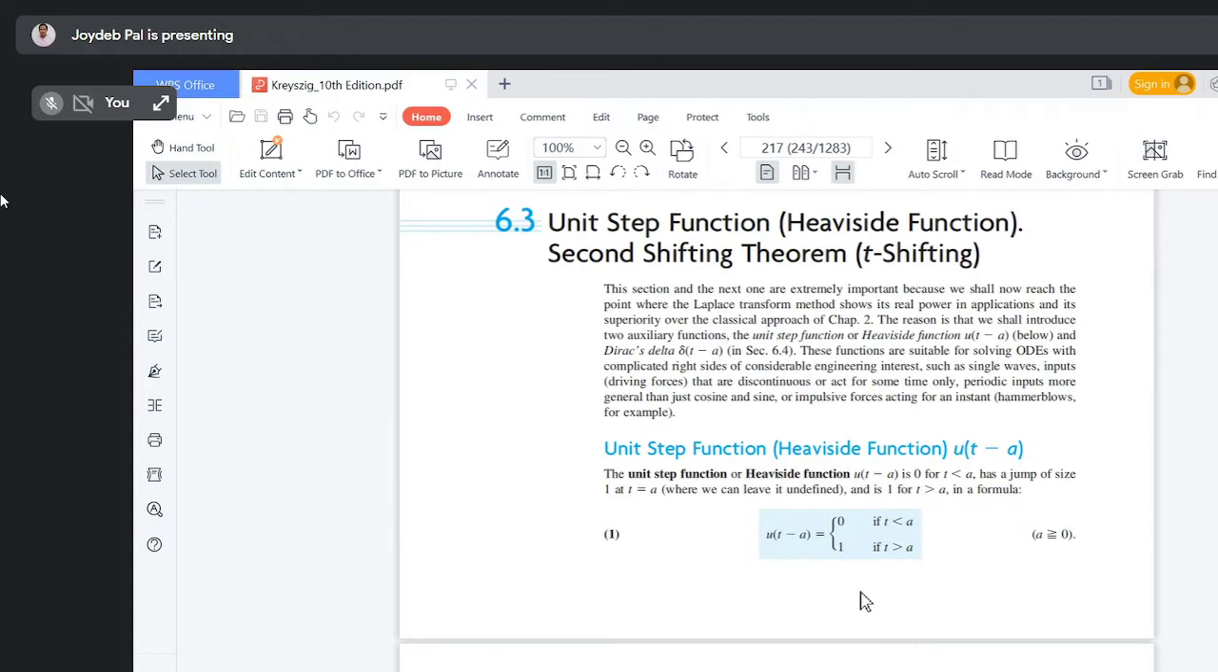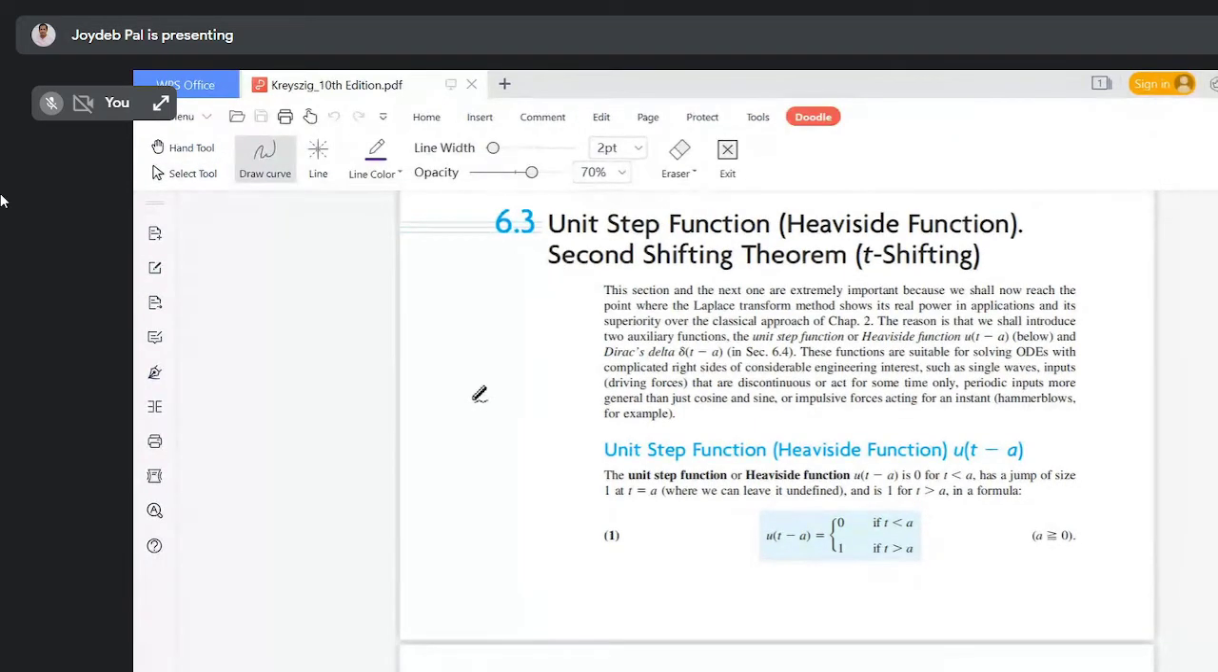Many of you know this unit step function. Don't know? Does nobody know the unit step function and the Heaviside function? No, sir.